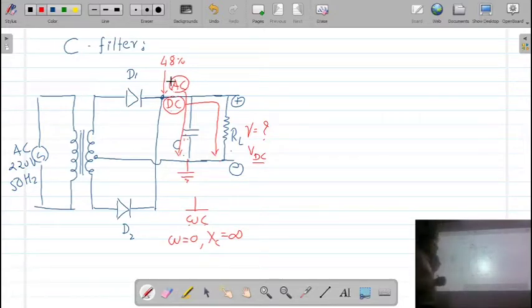Okay. Now, macroscopically, means minutely, if we see what kind of process is going to happen in this capacitor filter. If we are able to understand this process, then we can find out what the relation is between the ripple factor and the value of the capacitor.